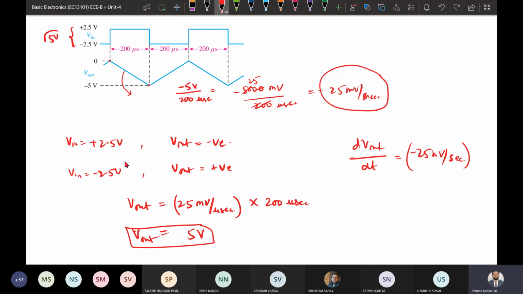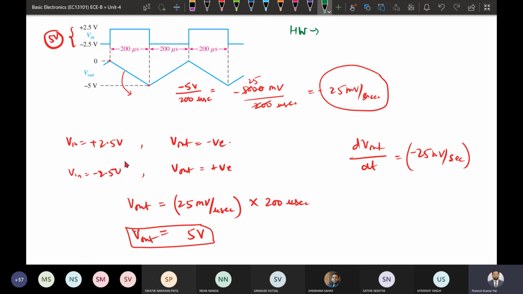Whatever the range of input is, that will be the range of the output that we are getting, but it will be between 0 to minus 5, and then minus 5 to 0, and it will keep changing like that. So this is how we will be getting the output waveform. One part we can just take.